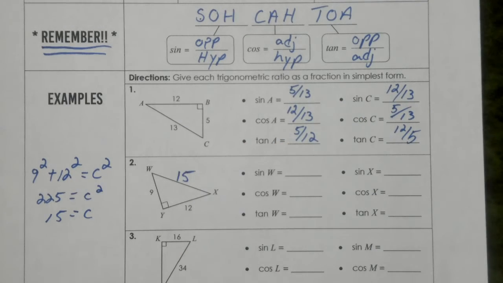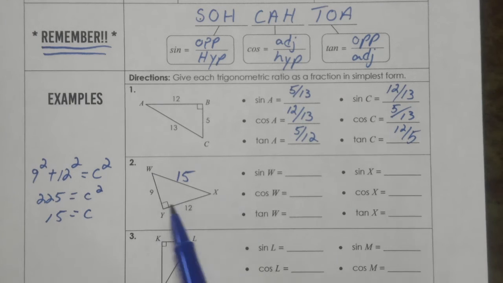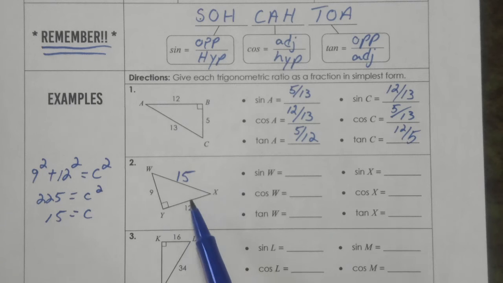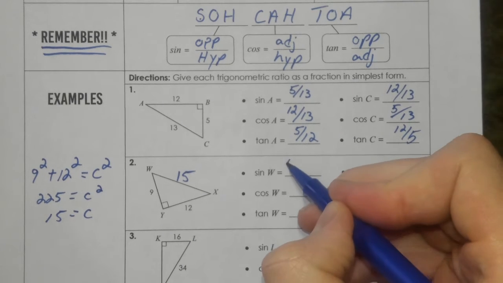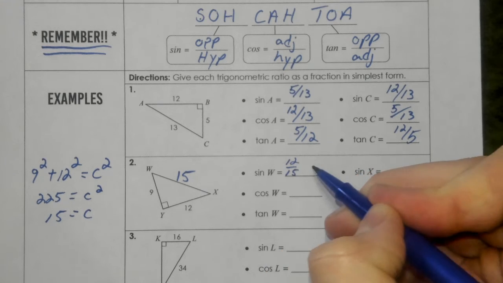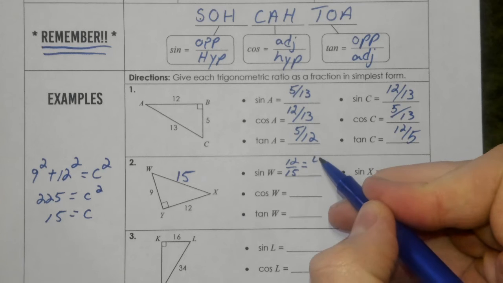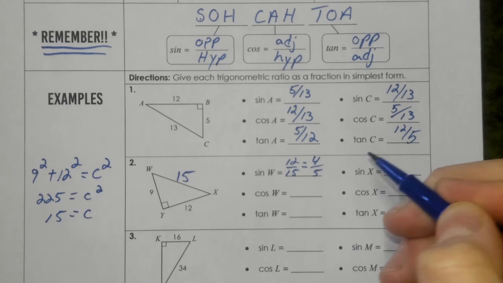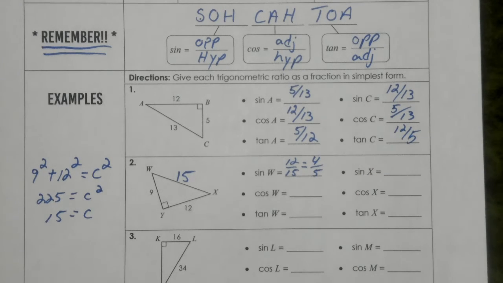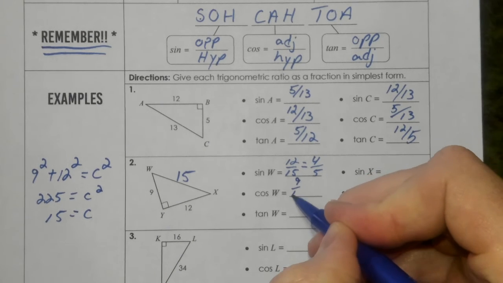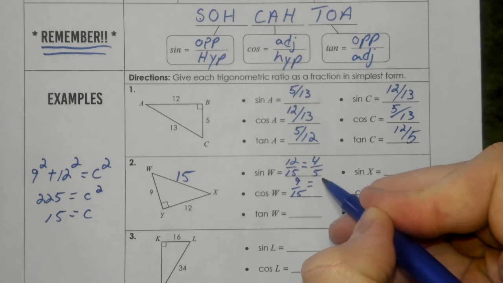Okay, and now this should be no problem. So sine of W, here's W. Sine is always the opposite side over the hypotenuse. So that's 12 over 15. But that can be simplified. 12 over 15, I can divide both by 3, and I would get 4/5. Okay, cosine of W. Cosine is always adjacent over hypotenuse. So 9 over 15 simplifies to 3 over 5.